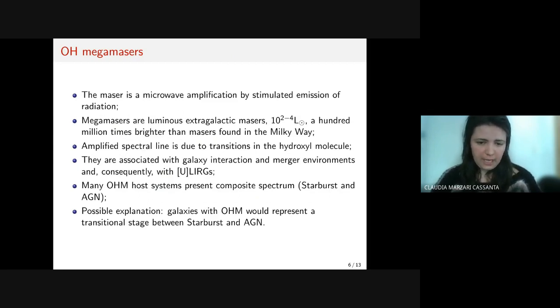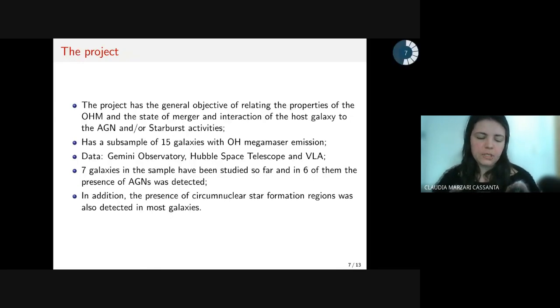They are associated with galaxy interaction and merger environments, and consequently with LIRGs. And many OHM host systems present composite spectrum, both with characteristics of starburst and AGN. A possible explanation for that is that galaxies with OHM would represent a transitional stage between starburst and AGN. So the project has the general objective of relating the properties of the OHM and the state of merger and interaction of the host galaxy to the AGN and or starburst activities.